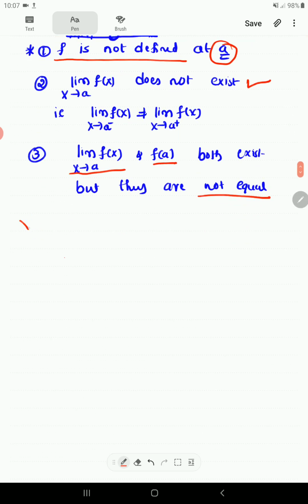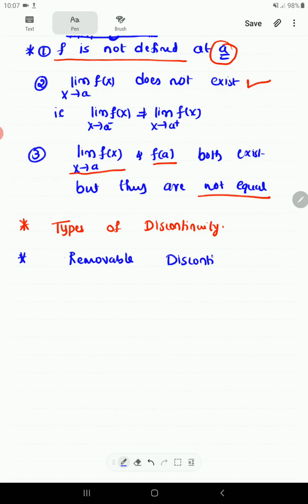So now let us discuss the types of discontinuities depending on the nature. We have different types of discontinuity, so let us discuss them one by one. The function is discontinuous at a given point a. The first one is a removable discontinuity.